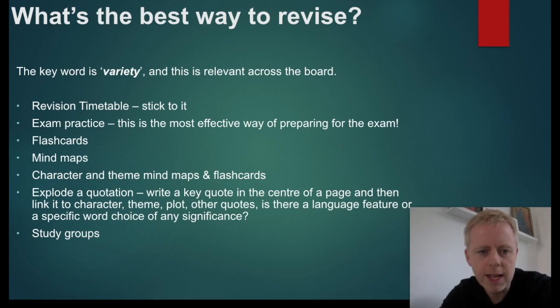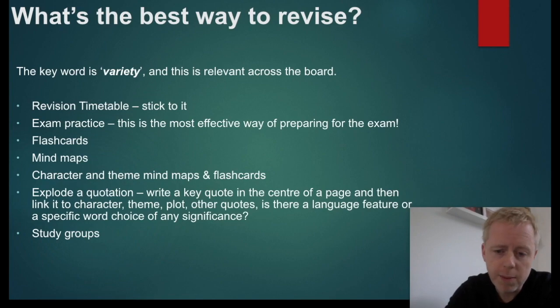Okay, exam practice, as I've said, exam questions, that's a great way of preparing. Flashcards. I know my own daughter uses flashcards now, and I'll talk about how to revise or remember quotations later on, and I'll go through flashcards in a little bit more detail there. You've got mind maps. You can do mind maps of character and theme. You can incorporate flashcards into that. You can explode a quotation, so write a key quotation in the center of the page, and then link it to characters, to themes, to other quotations, to plot points, and so on.